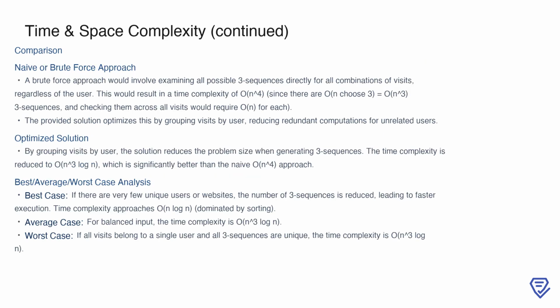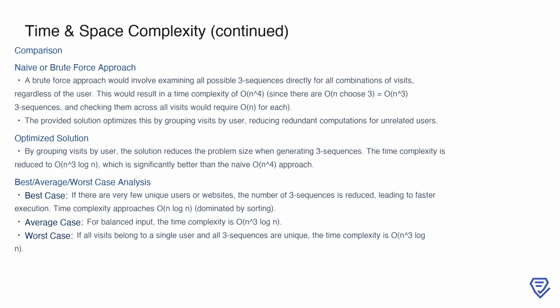To better understand the efficiency of the solution, let's compare it to a naive approach. A brute force method would involve examining all possible 3-sequences across all visits without considering user groupings. This would result in O(n^4) time complexity, as generating O(n^3) 3-sequences would require O(n) iterations for each. The optimized solution avoids this inefficiency by grouping visits by user, reducing redundant computations and bringing the time complexity down to O(n^3 log n).